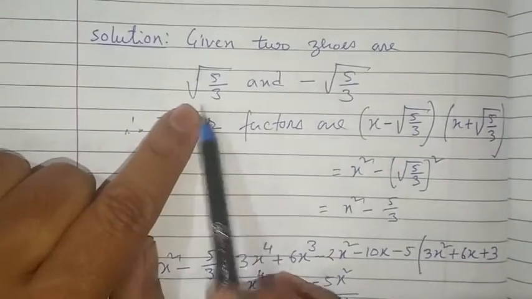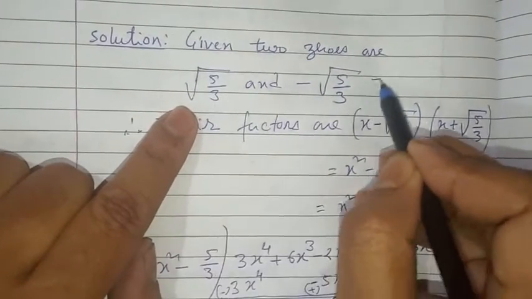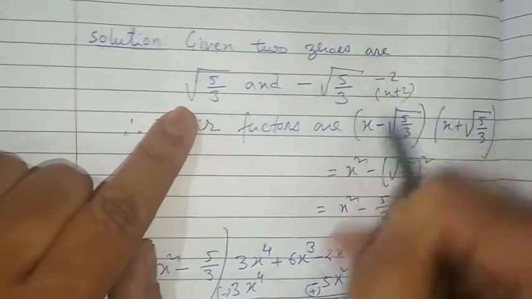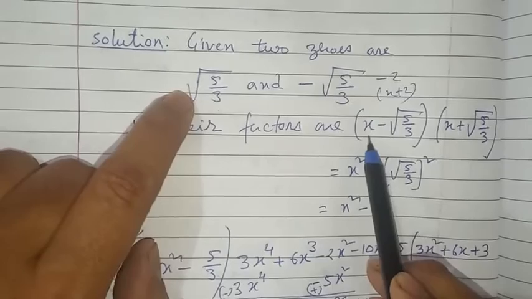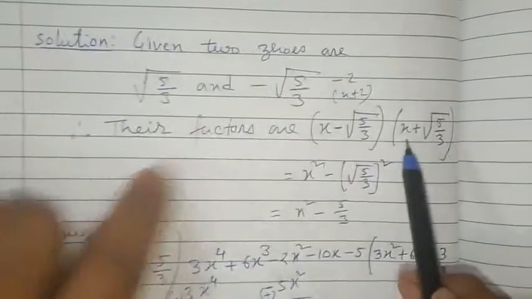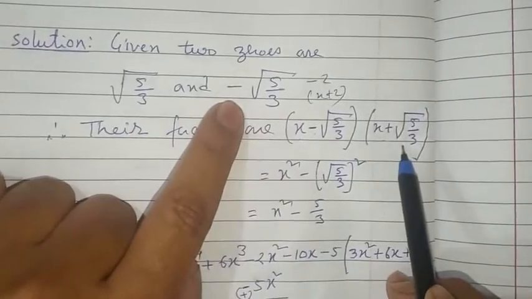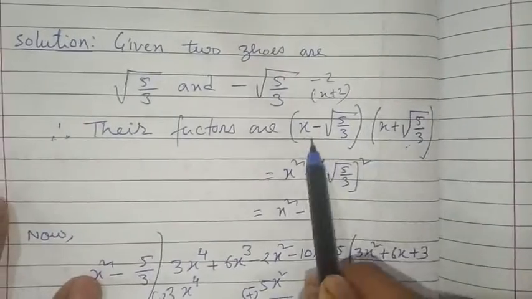In the previous sum, minus 2 was there, so the factor was x plus 2. Do you remember? Here it is under root 5 by 3, so what will it be? It is positive here, so it will come negative. And here it's negative, so it will become positive. So now you have two factors.